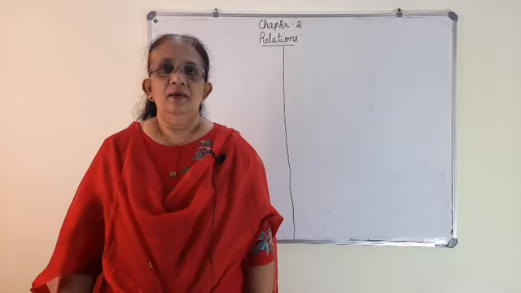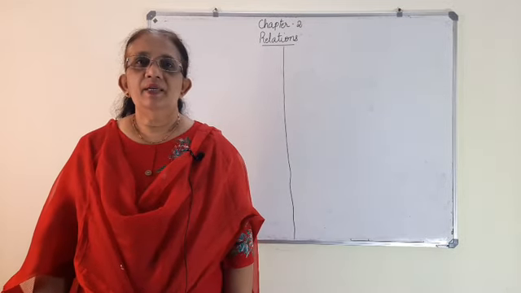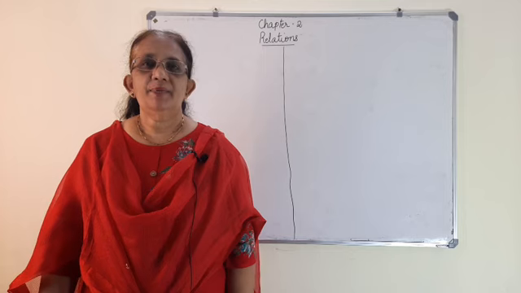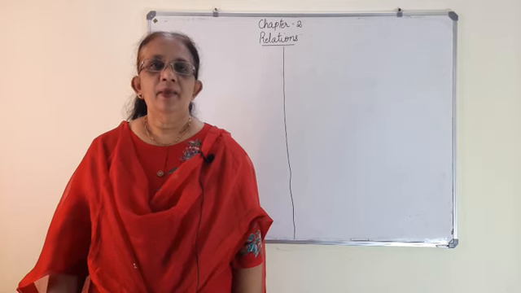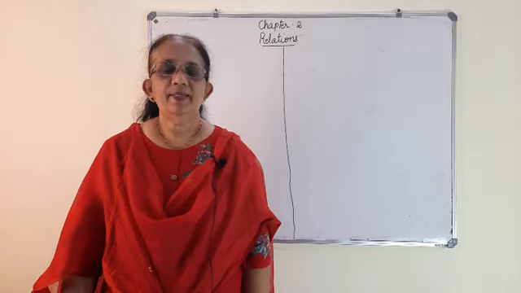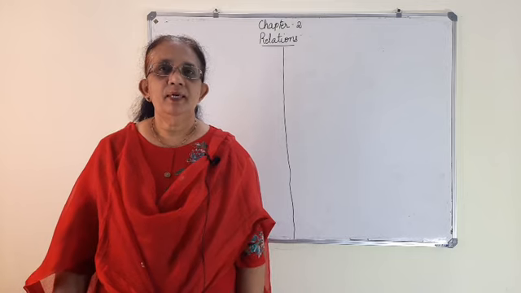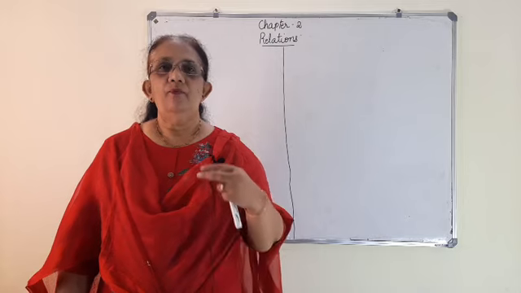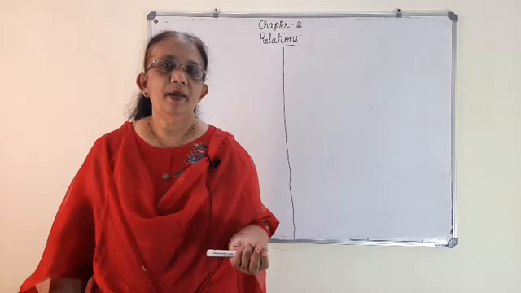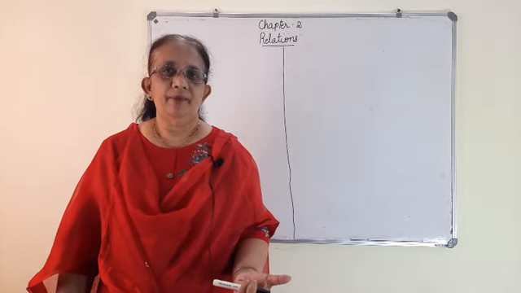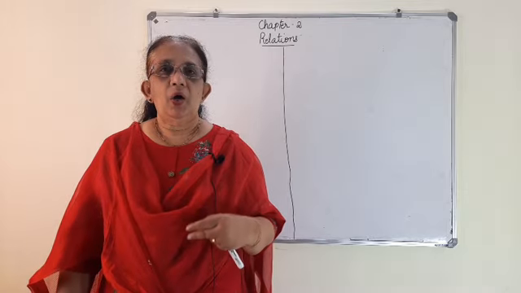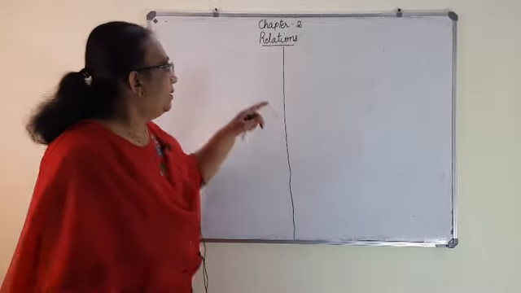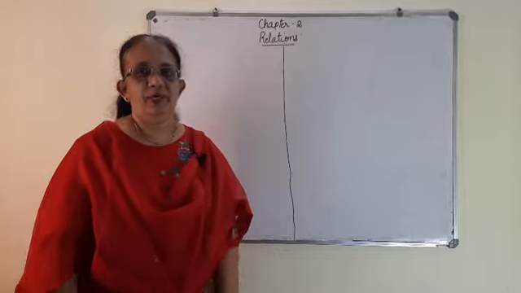Students, now we introduced the second chapter, relations and functions. Before going to the relation, we have studied what is an ordered pair, how do we get an ordered pair, where do we represent an ordered pair, and what is the importance of an ordered pair. Now based on the ordered pair we are coming to the next concept, what is called a relation.